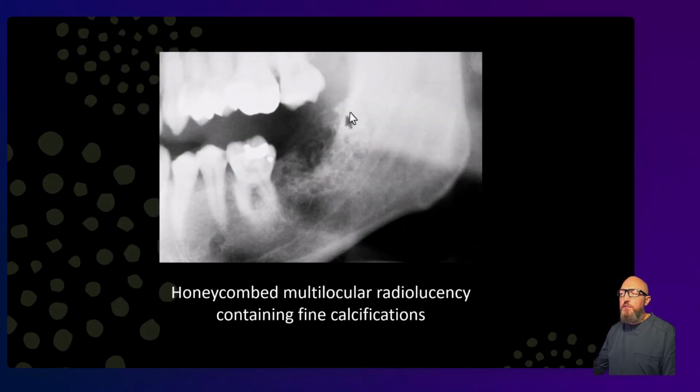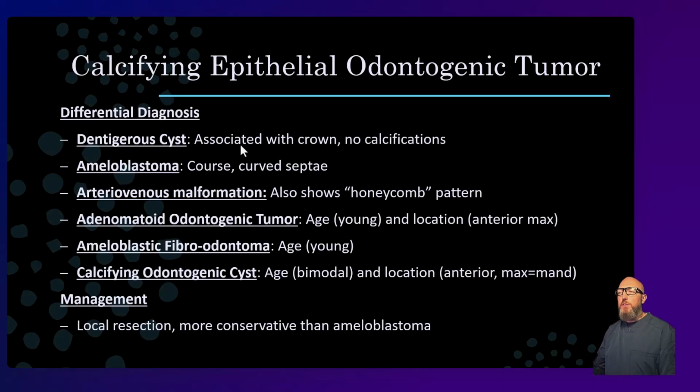Here's one where just first glance on this, I might think hemangioma. Right, it's relatively small, it has a honeycombed appearance, but this turned out to be a CEOT. All right, so what do you need to know as far as your differential diagnosis?